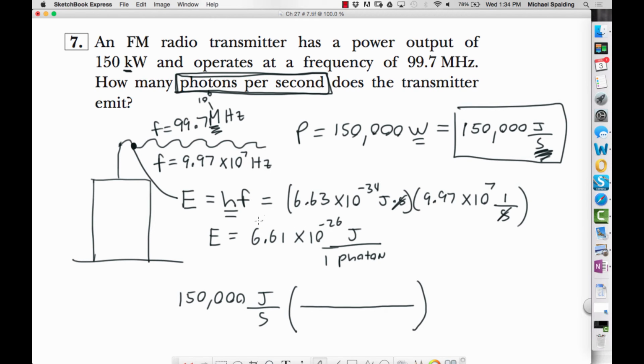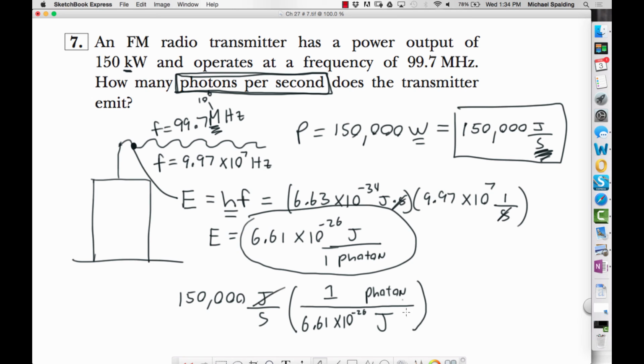Now, what do we want to cancel? We're going to plug this in, but what do we have to do? Flip it. So we're going to put joules on the bottom, photon on the top. Every one photon has how much energy? 6.61 times 10 to the negative 26. And now the joules cancel, and we get 2.27 times 10 to the 30th photons per second.